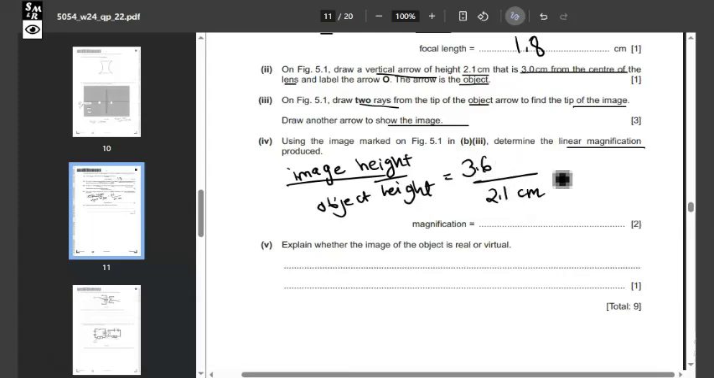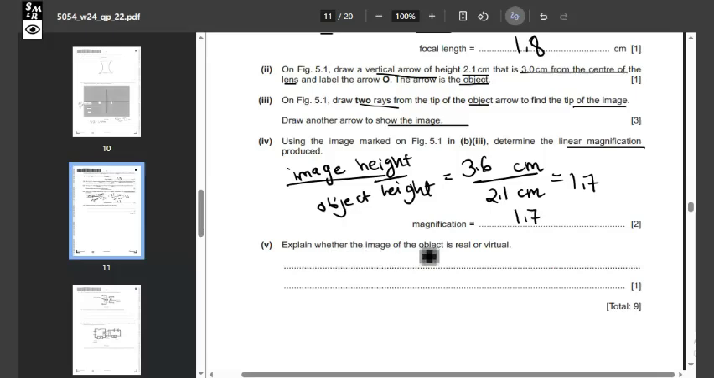So 3.6 divided by 2.1. 3.6 divided by 2.1 is 1.7. So the magnification is 1.7. If your answer is close to 1.7, the answer is correct. It should be around 1.3 to 1.7.